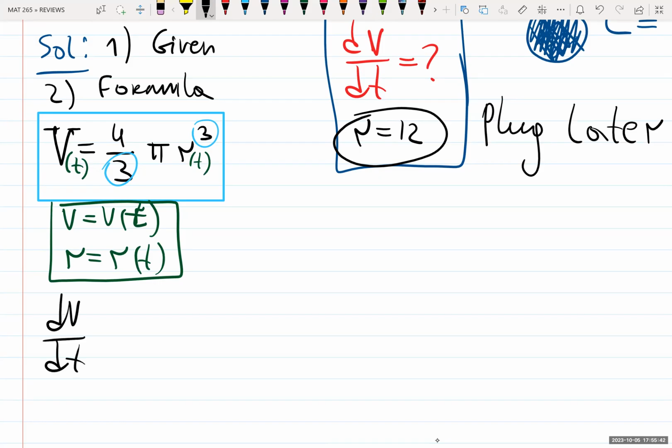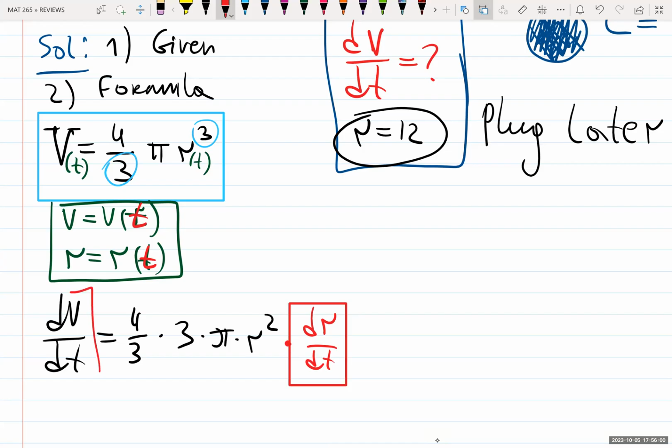dV/dt equals 4/3 times 3 times pi times r squared. Now, just like before, every time you deal with a variable that has another variable inside, you need to multiply by dr/dt. Here you go. Two related rates popped out.